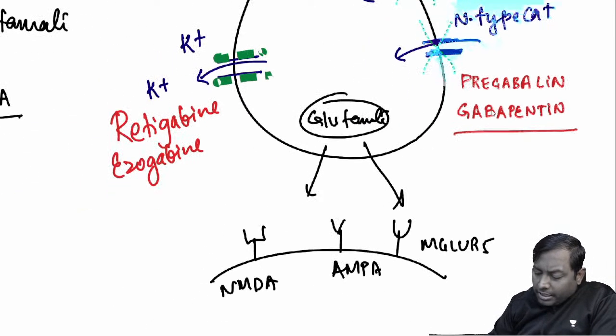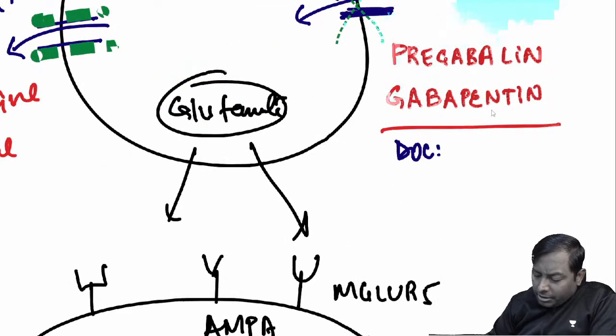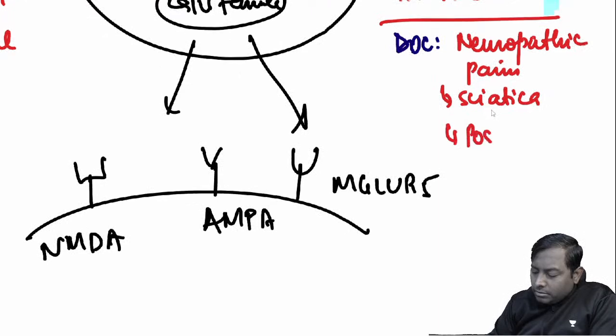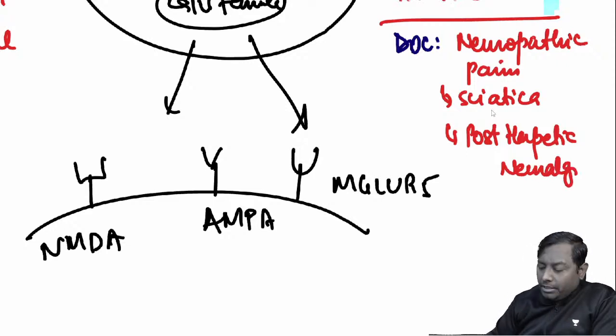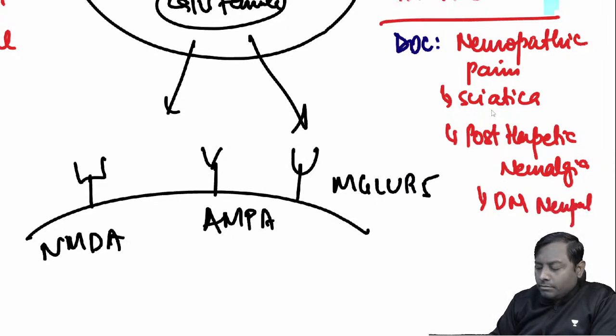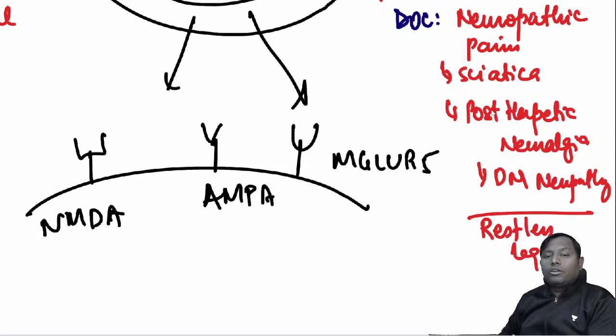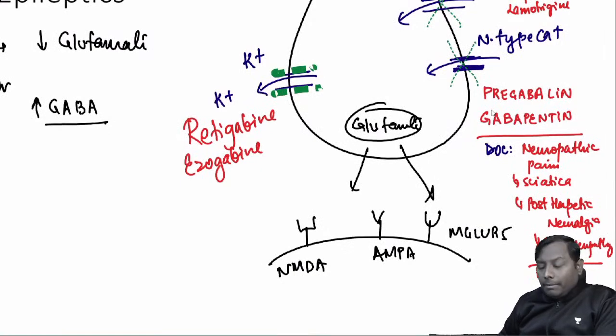And in fact, the examiner has also asked their uses. They are the drug of choice in a patient with neuropathic pain. Neuropathic pain like post-herpetic neuralgia, sciatica, and they can also be utilized as a drug of choice in a patient with diabetic neuropathy. Currently, we also prefer them in a patient with restless leg syndrome. That is going to be pregabalin, gabapentin. Can we also use them in migraine? Yes, we can also use them in a patient with migraine as well.